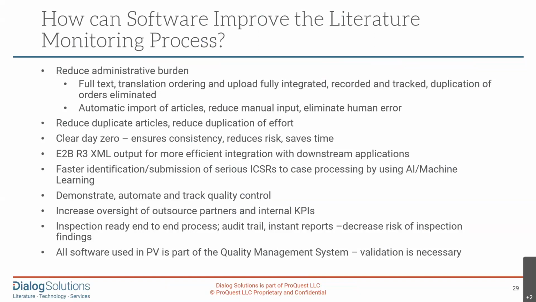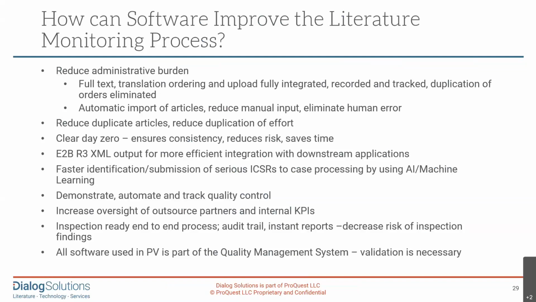So, are you in a situation where you get an alert, it goes into, for example, EndNote in RIS format, and then that RIS needs to be converted to XML downstream? And is that introducing churn and more effort? And then what about speed? So are you able to get those serious ICSRs to case processing as fast as you possibly can? Could machine learning help here?